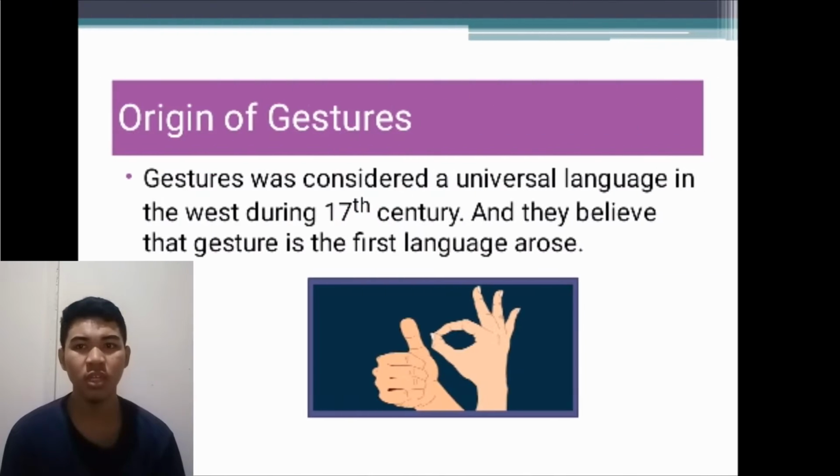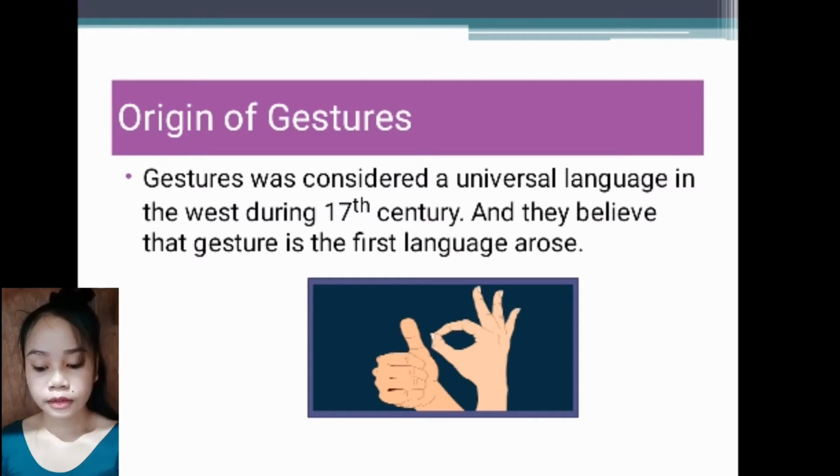Gestures was considered a universal language in the western part of our world during the 17th century. Although studies suggest that manual gestures was born and taught by the scholar who evolved as a Homo sapiens, manual gestures was possibly considered as the root of all language. These were written in the gestural theory by the philosopher and priest, Abbé de Condillac.